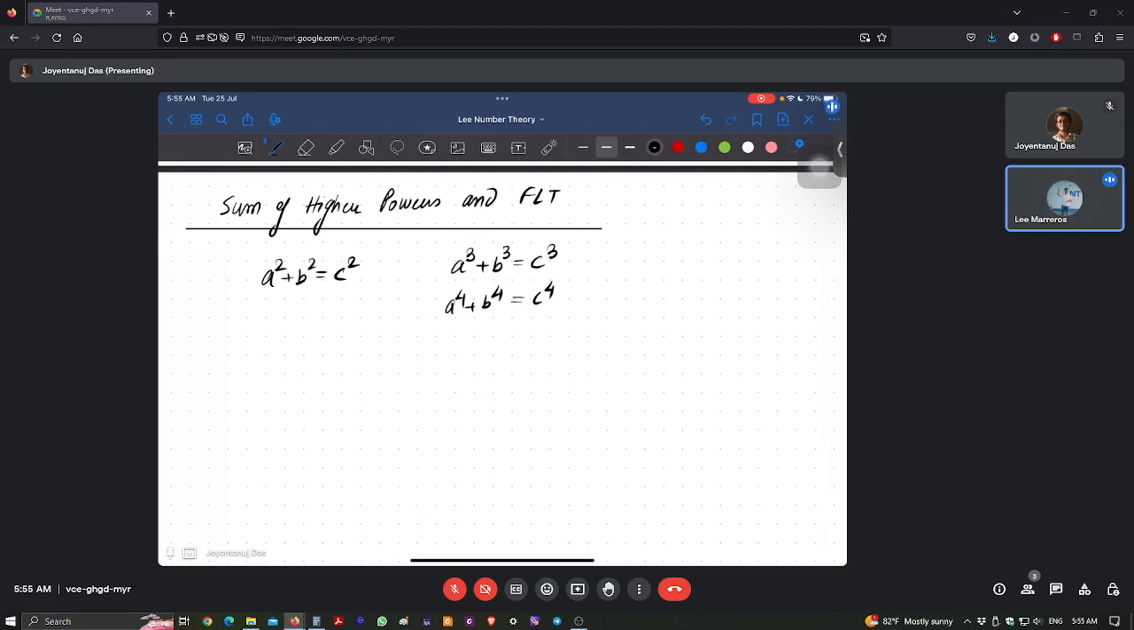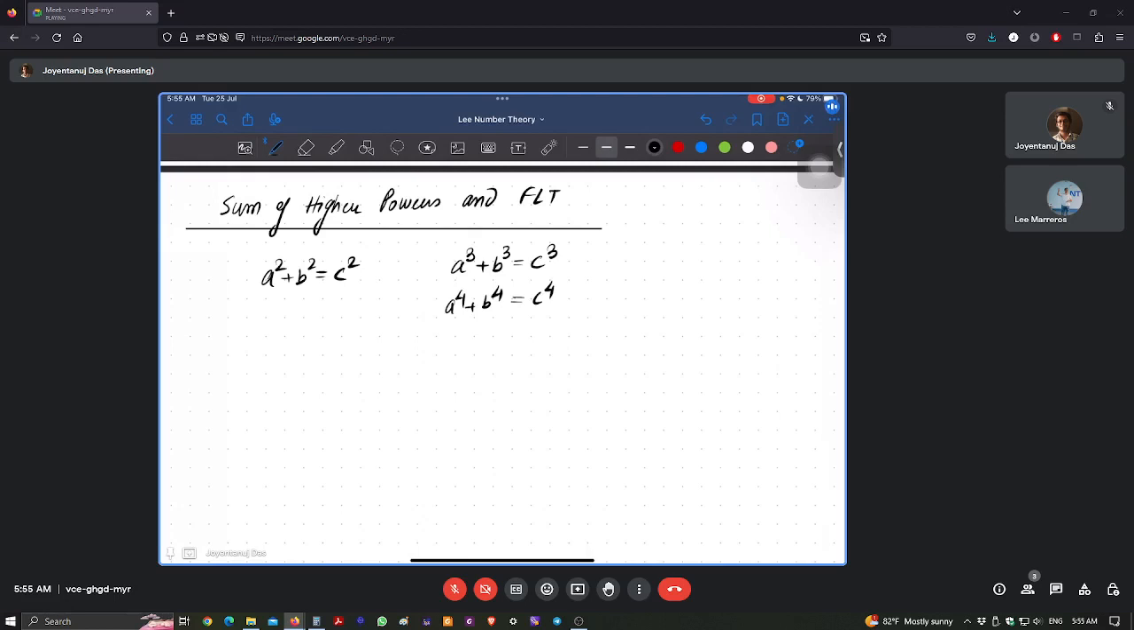Right. So the first equation is well known to us: a square plus b square equals c square. This is the Pythagorean equation. But the natural question that comes to mind is whether, if we take higher powers, this type of solution exists. So a cube plus b cube equals c cube, or a power 4 plus b power 4 equals c power 4. Does it have integer solutions? That is the natural question.